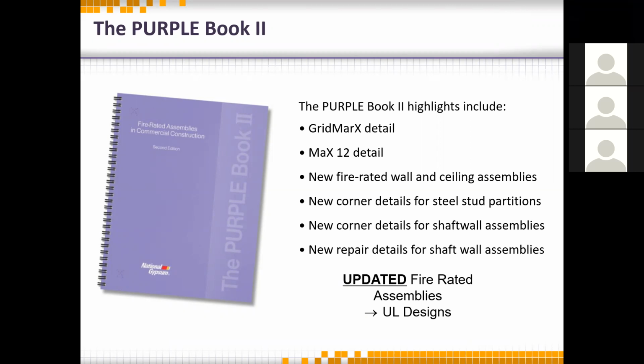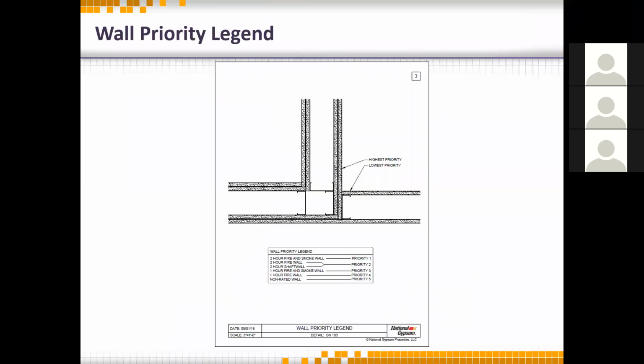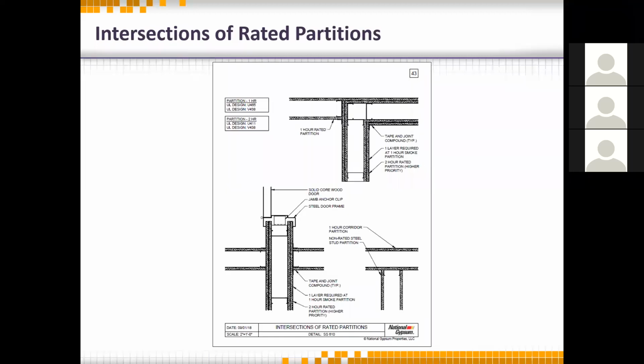So the good thing about it, if you download this book and you look at an assembly and it has a UL number, you can hyperlink right to UL. And then you have the legends that show you sometimes the head of wall or the wall priority or intersections, transitions. So all of this is very important and very critical, that helps you get the information that you need, and it is downloadable as well.